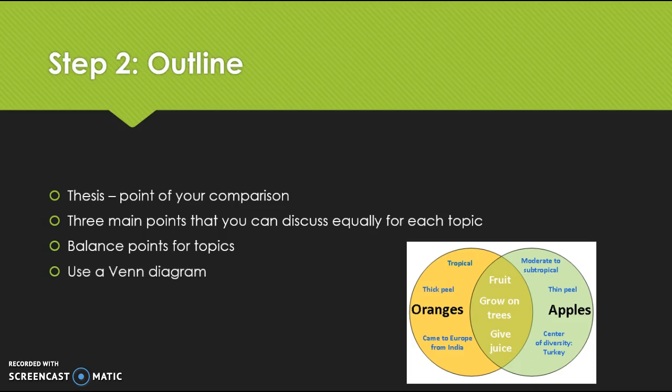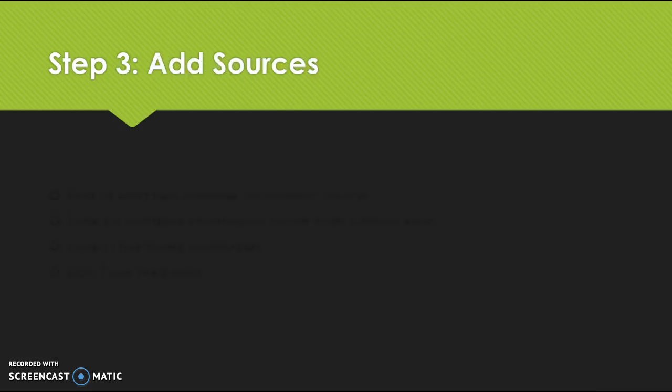Use a Venn diagram at this stage to help you come up with ideas for what to cover in your essay. A Venn diagram is pictured on the screen here and uses two circles where you use differences on the outsides and similarities on the inside.